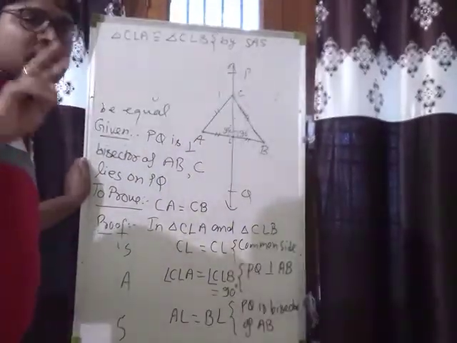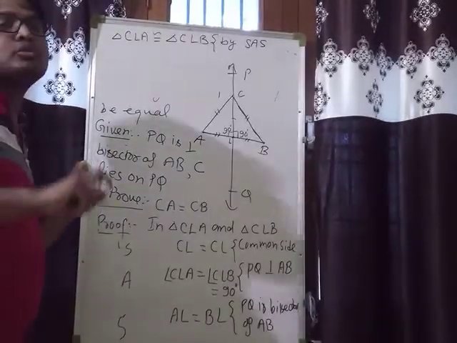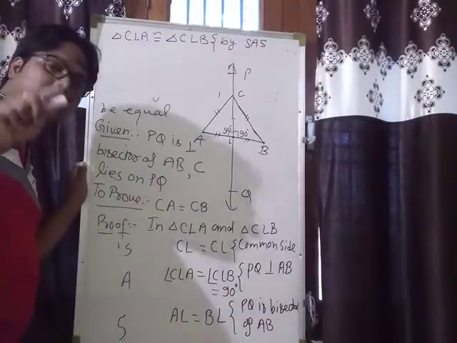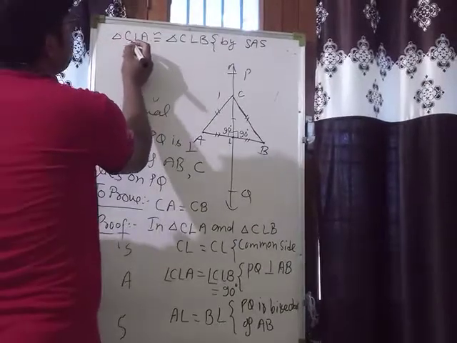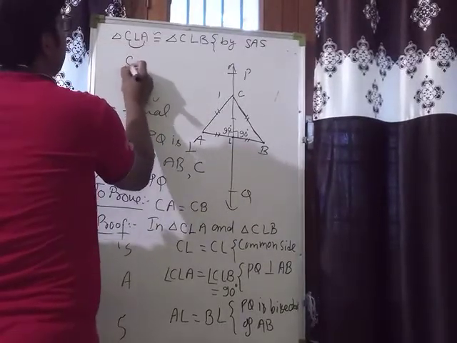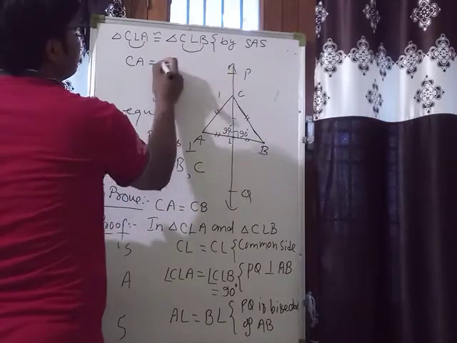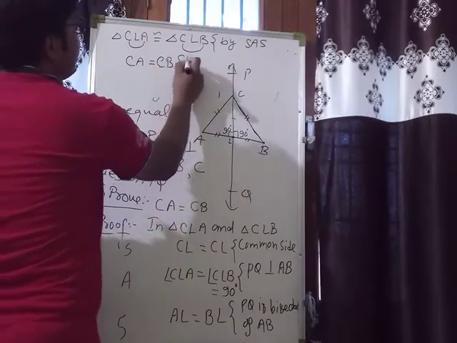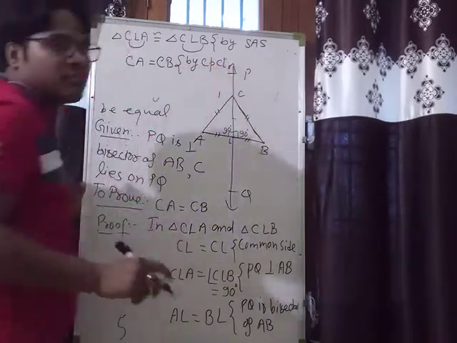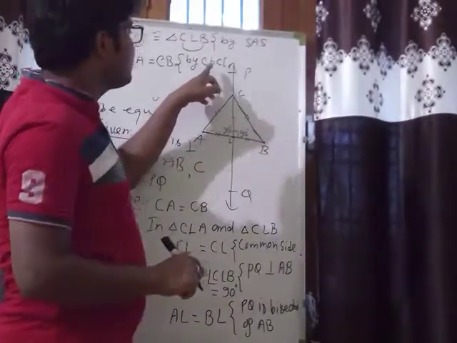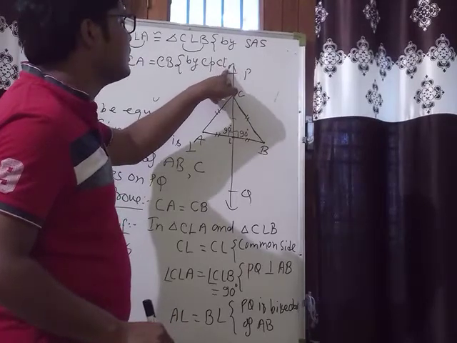And when two triangles are congruent, their corresponding sides and corresponding angles will be equal by CPCT. Okay? So from here we can say that CA will be equal to, what is the corresponding of this CA? CB. This is by CPCT. CPCT stands for, in class 7th you have read this, corresponding parts of congruent triangles.